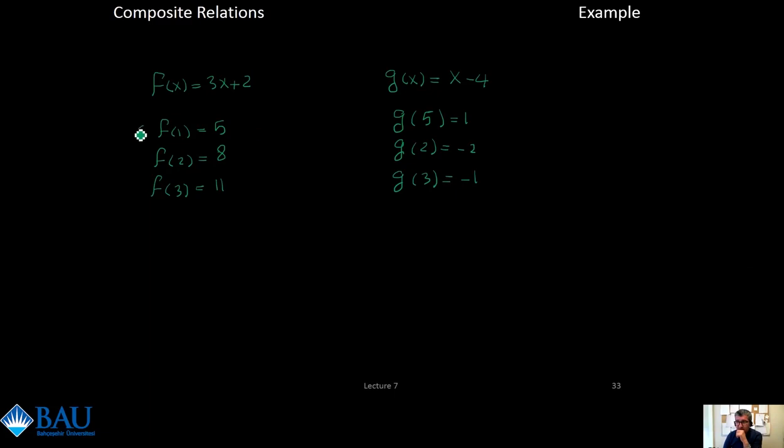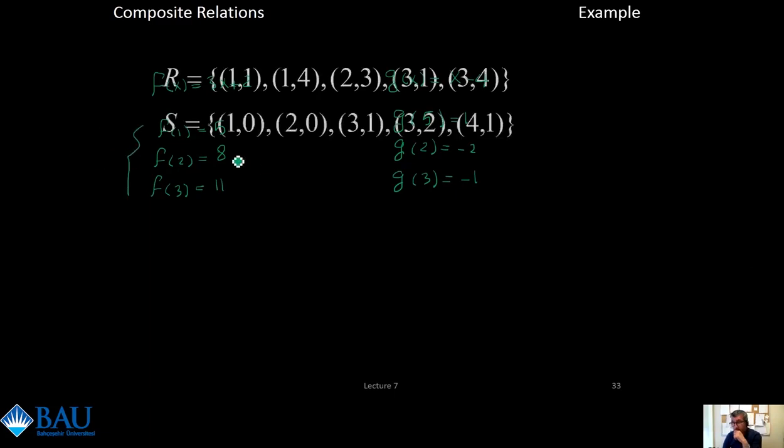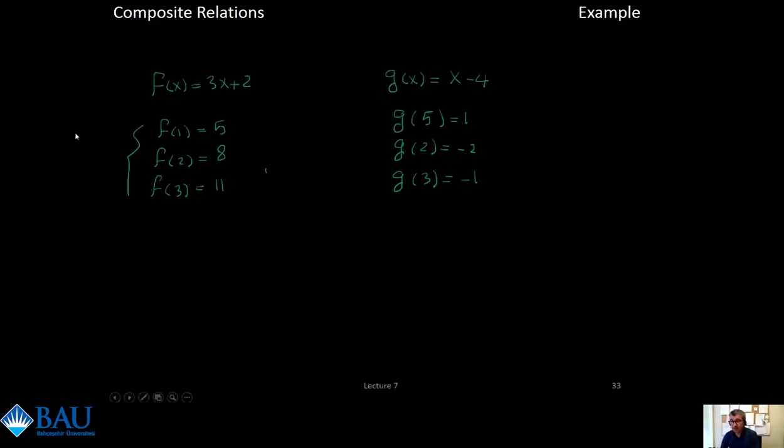Here I can show these numbers in this way as well. I can write it this way: 1 and 5, 2 and 8, 3 and 11. It means first numbers are input, second are output. I can write for g as well: 1 and 5, 2 and minus 2, 3 and minus 1. These are just showing elements as input and output.